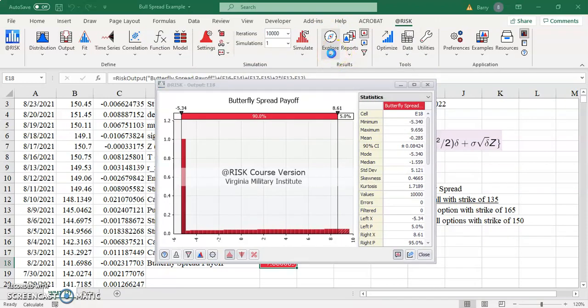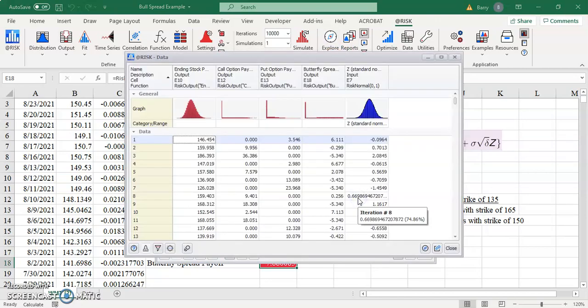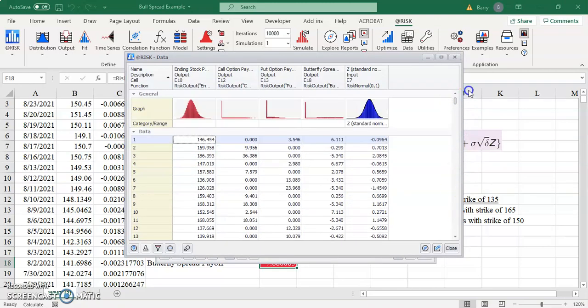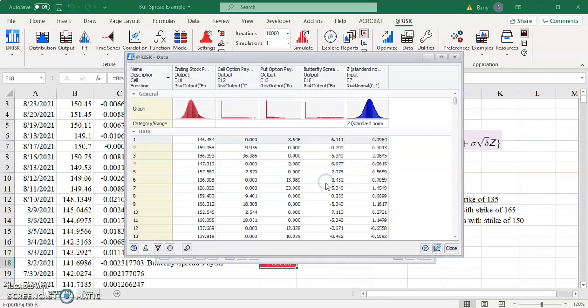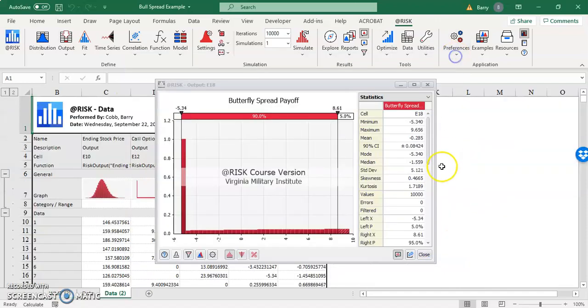We'll go to Explore, and then Data. And so here we get the data on all 10,000 trials. And here we have the ending stock price, and over here we have the butterfly spread payoff. So we'll export that to Excel. And we'll create a new worksheet in the active workbook. And now we can close this @RISK window.